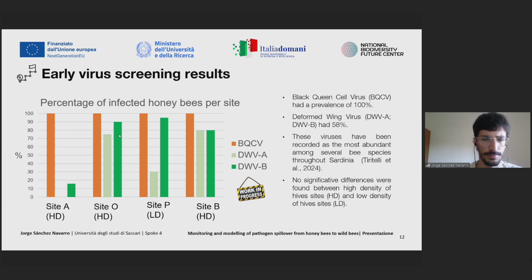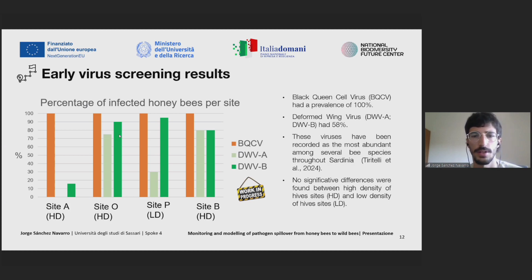I managed to analyze 4 sites fully and screen for viruses on honeybees. The viruses displayed in the graph are the black queen cell virus and 2 types of deformed wing virus. As you can see, the prevalence of the black queen cell virus is 100%. It was present in all of the sites, whereas the deformed wing virus had a prevalence of 58%.